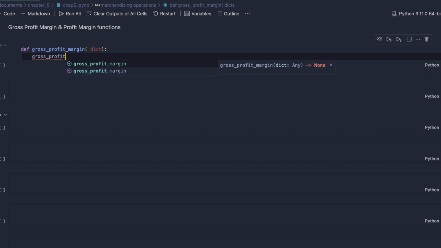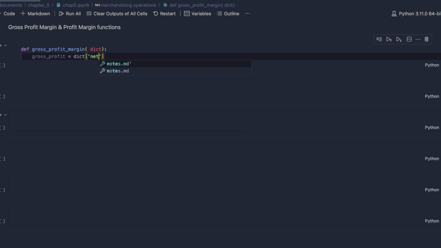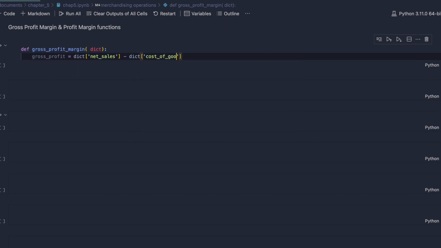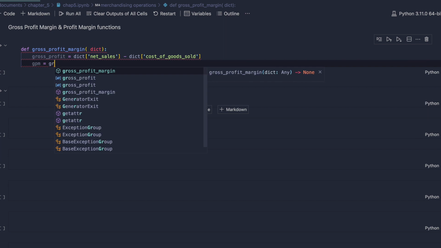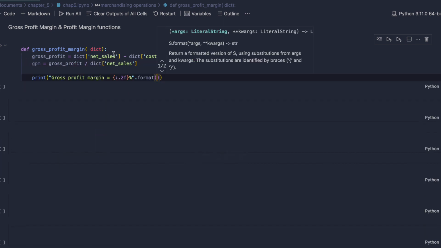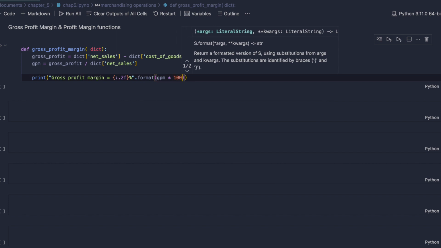Gross profit is net sales subtract cost of goods sold. Gross profit margin, GPM, will be gross profit divided by net sales. Because gross profit margin is a percentage, you need to multiply GPM by 100.